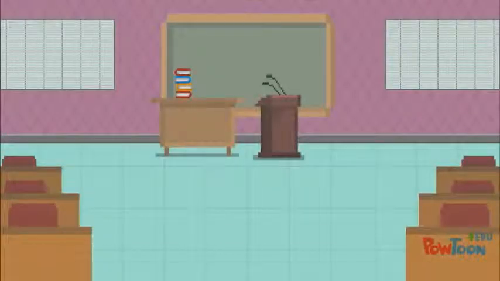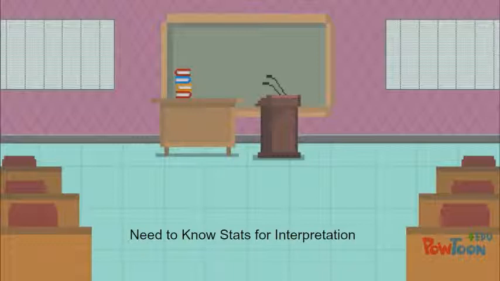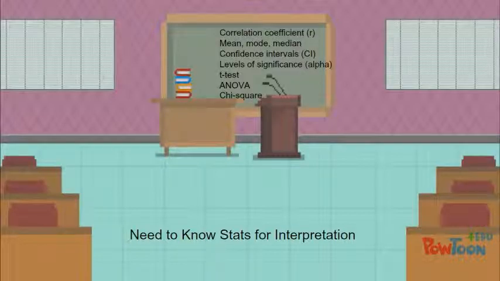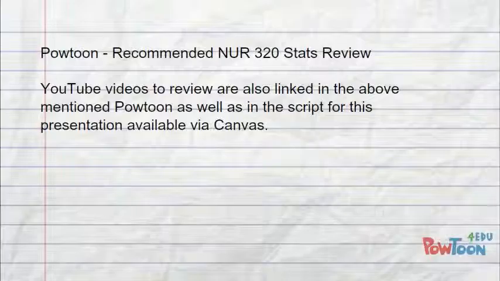For the purposes of this course, those stats that I want you to be able to interpret include a correlation coefficient, mean, mode, and median, confidence intervals and the difference between confidence levels, p-values, level of significance, t-tests, analysis of variance, and chi-squared. There is no need to review the more advanced statistical tests unless you're interested. For those of you that do need a little bit of a review, I have provided another Powtoon presentation just briefly defining those statistics I just mentioned, as well as providing some links for some videos on YouTube.